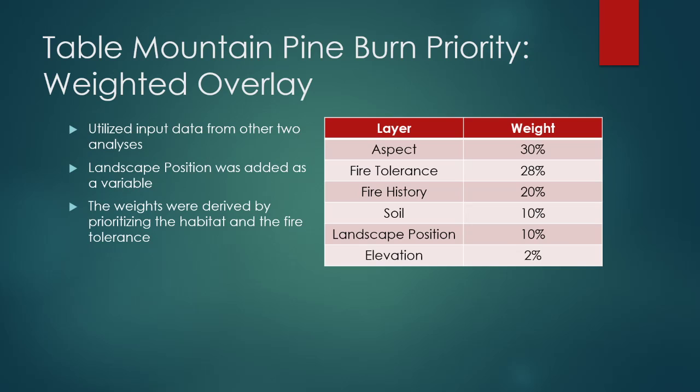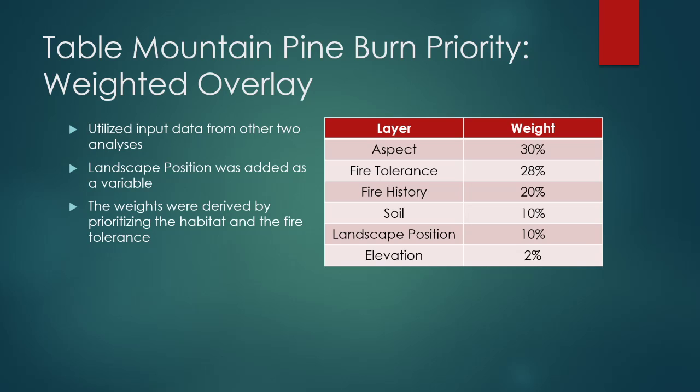This approach allowed me to prioritize the inputs based on what I found to be most important for the growth of Table Mountain pine from the literature. Since the weights for the overlay analysis can greatly affect the results, it was important to think about what would be the most important layers. Since this analysis was used to answer the research question, I determined that I needed to create a weighting scheme that prioritized Table Mountain pine habitat.